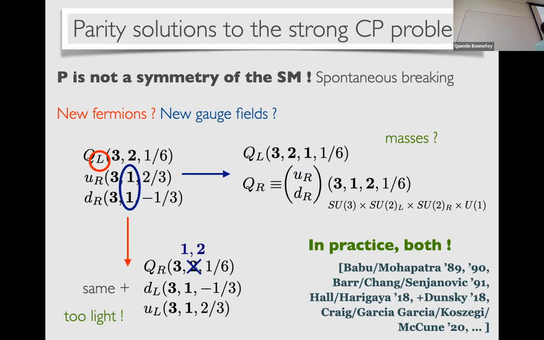So you're adding new fields, and the new fields are not charged under the first SU(2), but under the second SU(2). So the models in the literature mostly have that kind of content, and the one I'm going to discuss will also have a similar field content. Okay, so those are basically the building blocks of at least all the theories that we know of in the market that do this parity solution.